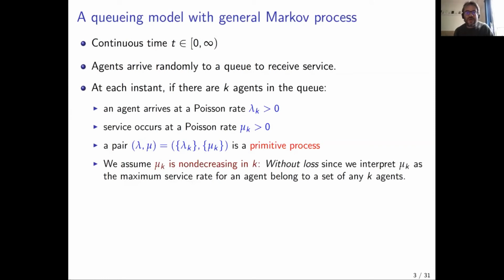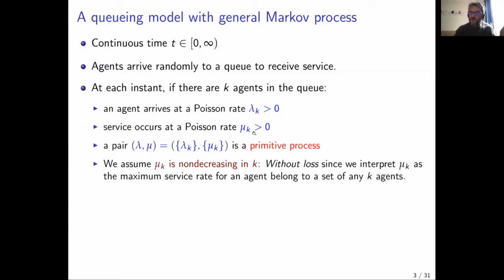So it's going to be a queuing model with a general Markov process. It's going to be a dynamic model where time is continuous. It runs from 0 to infinity. Agents are going to arrive randomly to a queue in order to receive service. More specifically, at each point in time, assuming that you have k agents currently waiting in the queue, an agent is going to arrive to the queue according to a Poisson process at rate lambda k, where this rate may depend on the number of agents who are currently waiting. Okay, I'll come back to this in a minute. But so agents arrive according to this Poisson process with rate lambda k, where k is the number of agents in the queue.